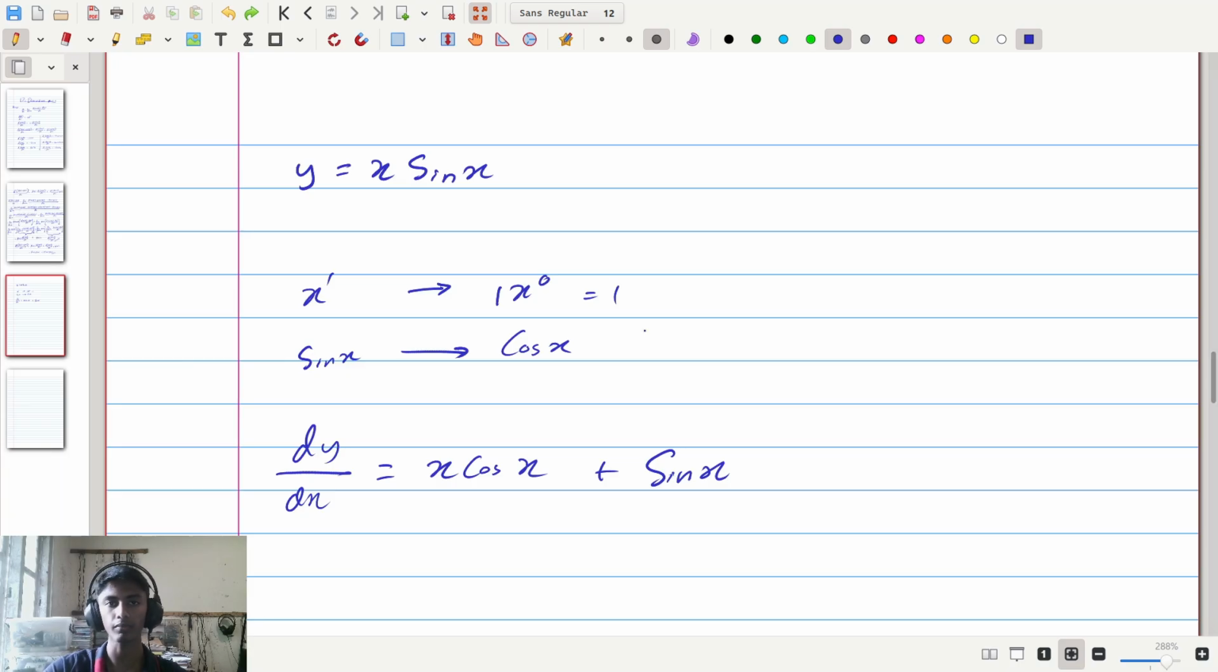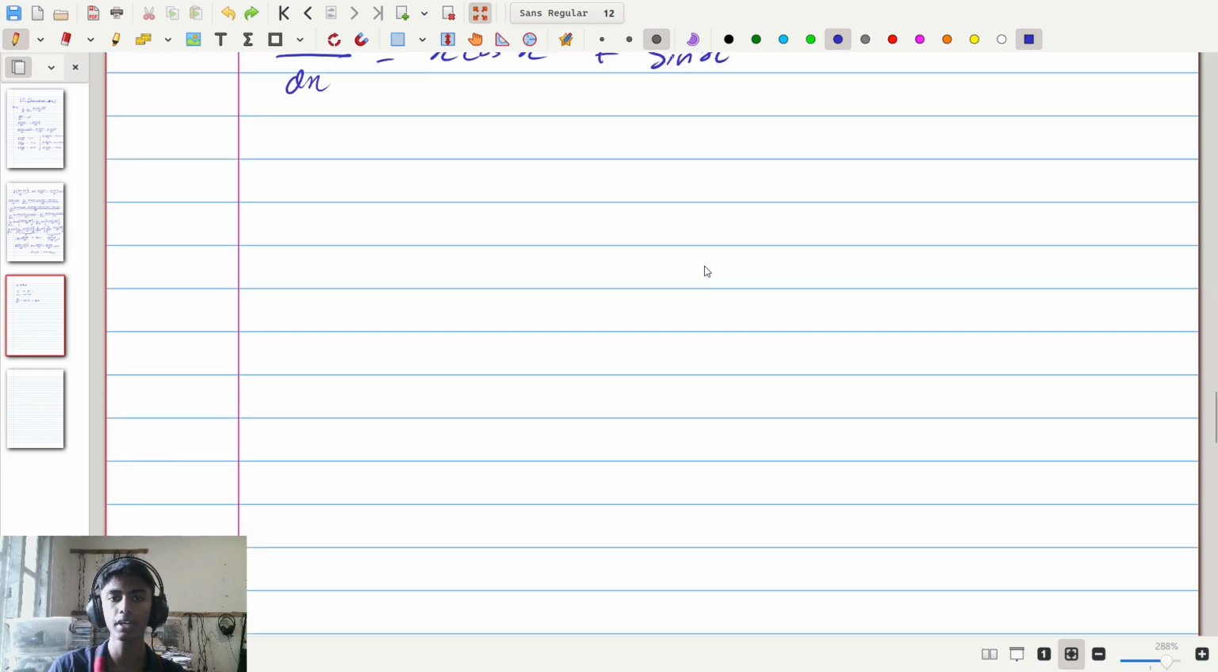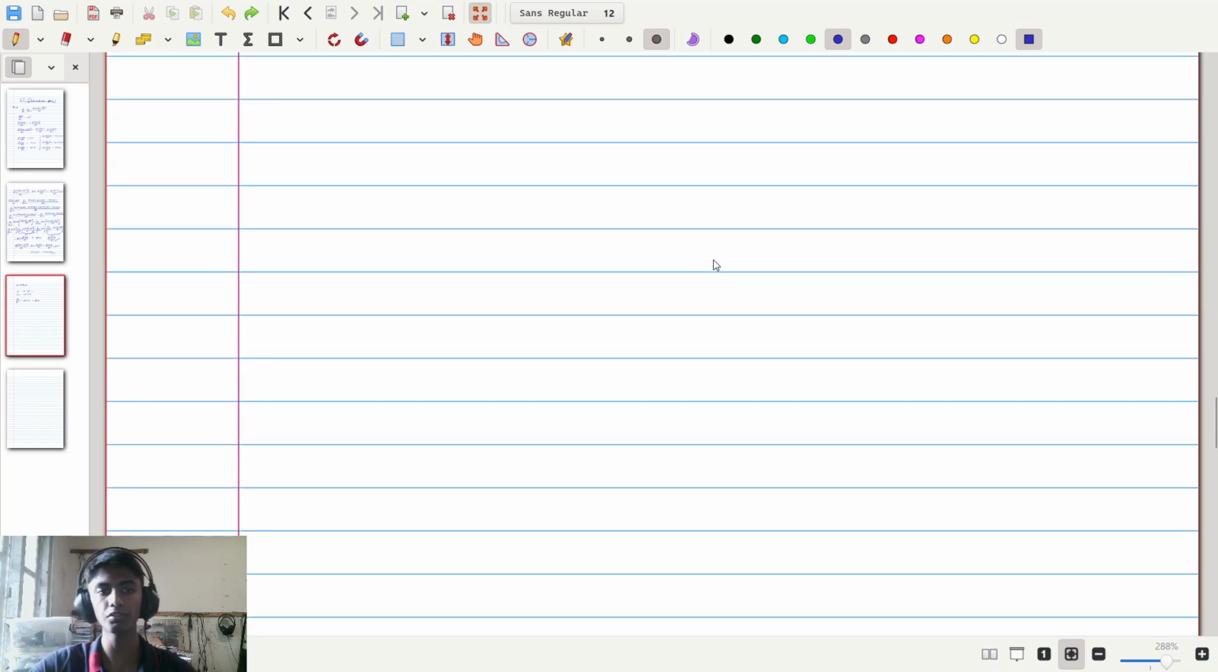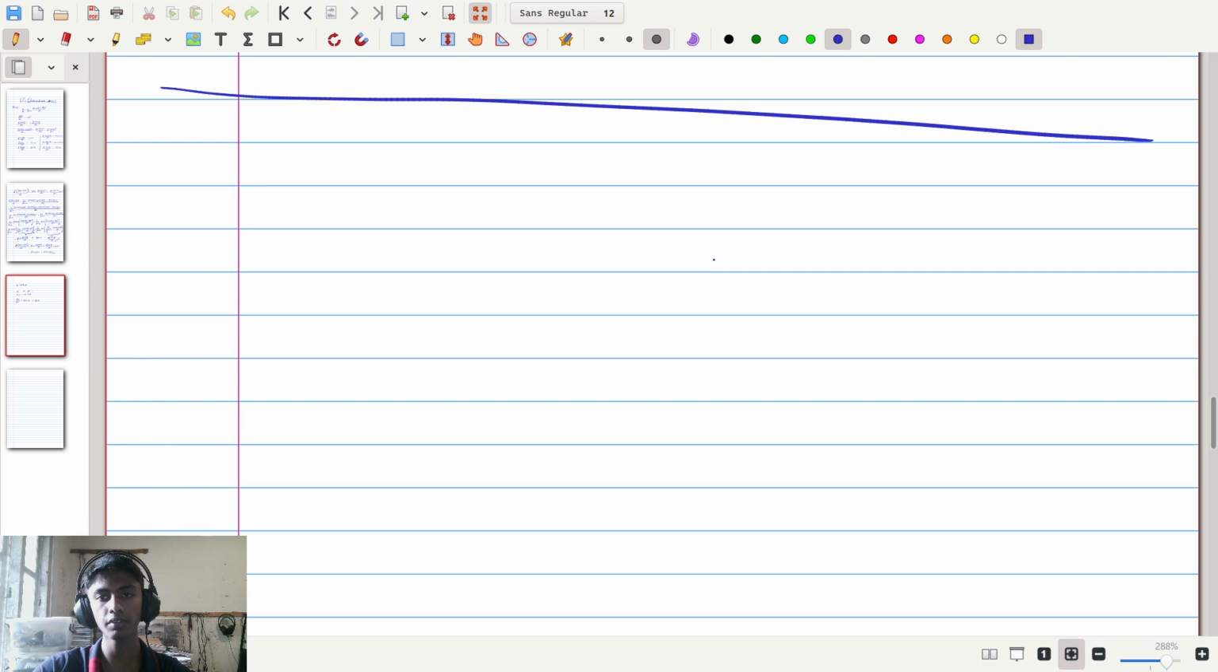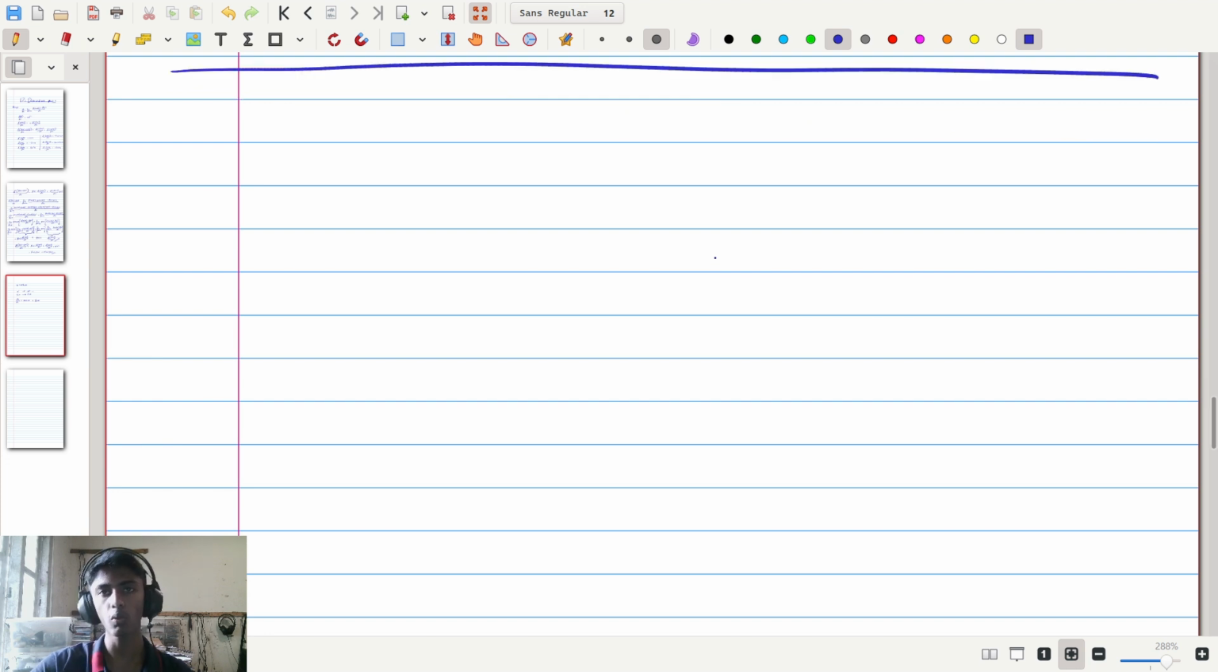something like this. The next rule we need to discuss is called the quotient rule. It is like the product rule, but it involves division. So the product rule involved multiplying two functions together. The quotient rule involves dividing one function by another.